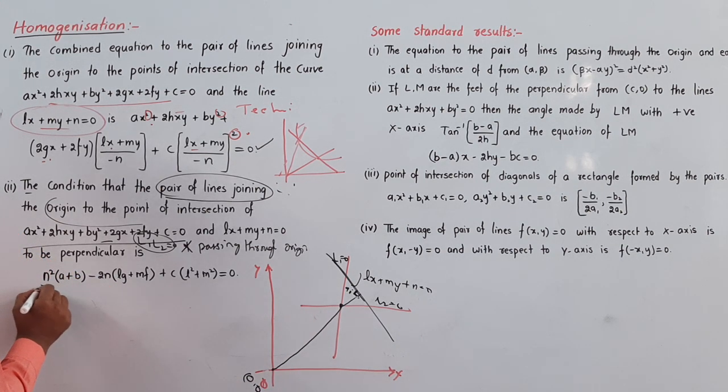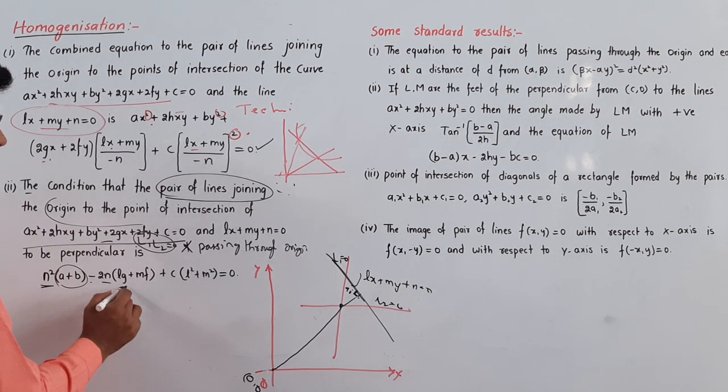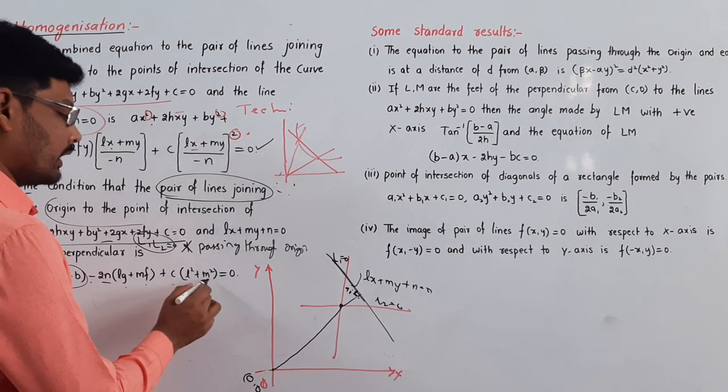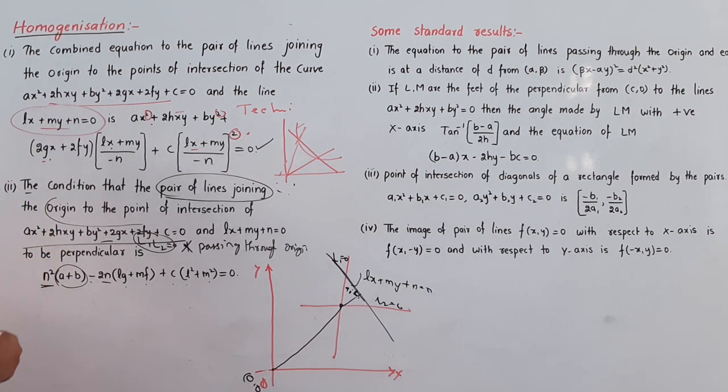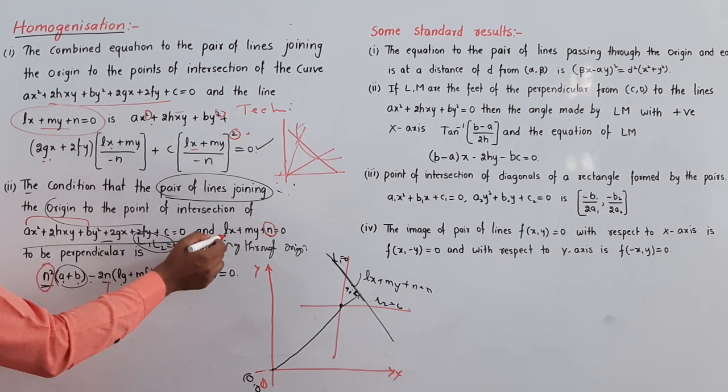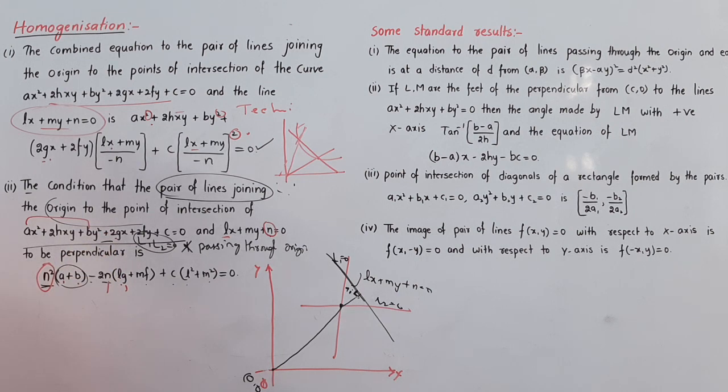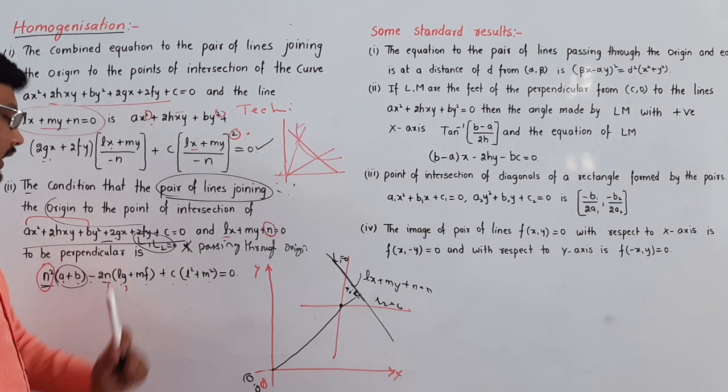So this is the condition here: n square into (a plus b) minus 2n into (lg plus mf) plus c into (l square plus m square), where n is the constant of a straight line, and a, b are the coefficients of x square and y square of a pair of straight lines respectively. Here l is the coefficient of x of the straight line.